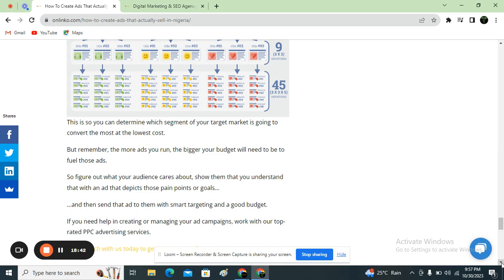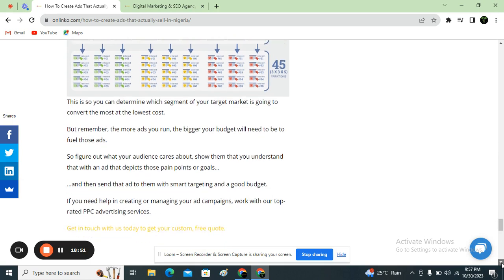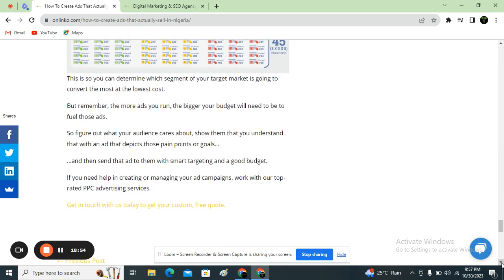So figure out what your audience cares about. Show them that you understand which pain points or goals are most pressing, and then send that ad to them with smart targeting and a good budget.